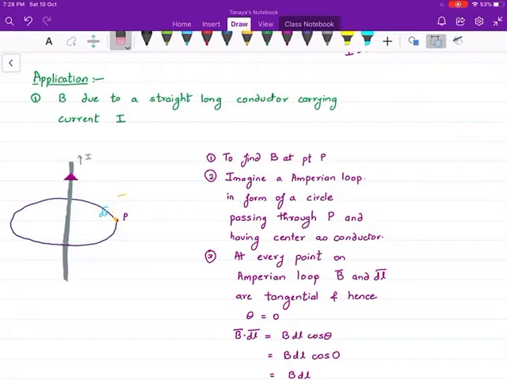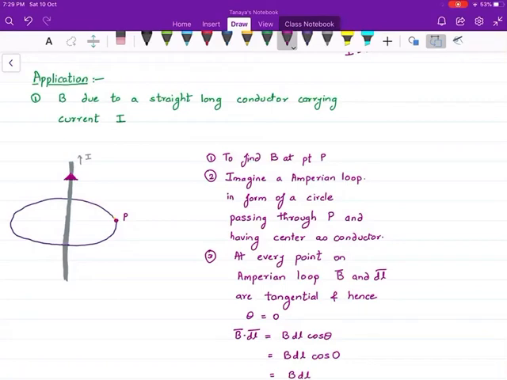Okay, so now how to find the magnetic field due to this? Suppose we have to find the magnetic field due to this current carrying conductor at point P. This is our point P. I want to find B, that is the magnetic field at point P. So what is our first step? We imagine an Amperian loop.